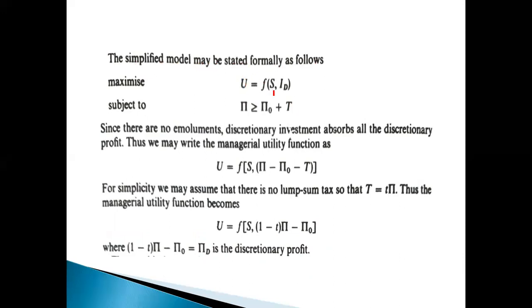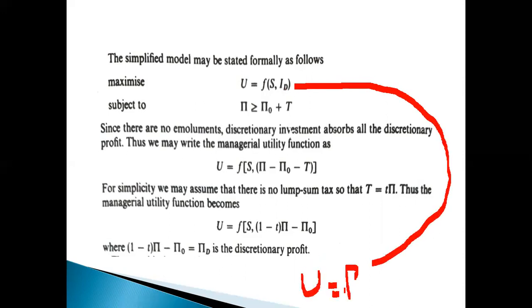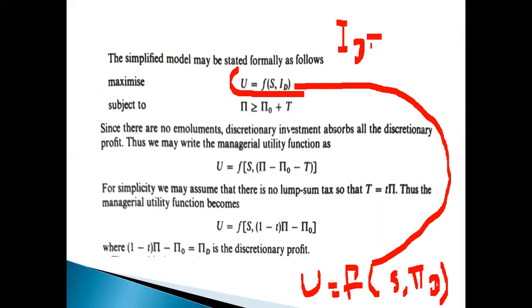Maximize utility, which is a function of S, staff expenditure, and ID, discretionary investment. Now we are going to convert this to U as a function of S and pi d. So this function will be converted into this function, where instead of ID we write pi d. In the final analysis, we need the utility of managers written as a function of staff expenditure S and discretionary profit pi d.